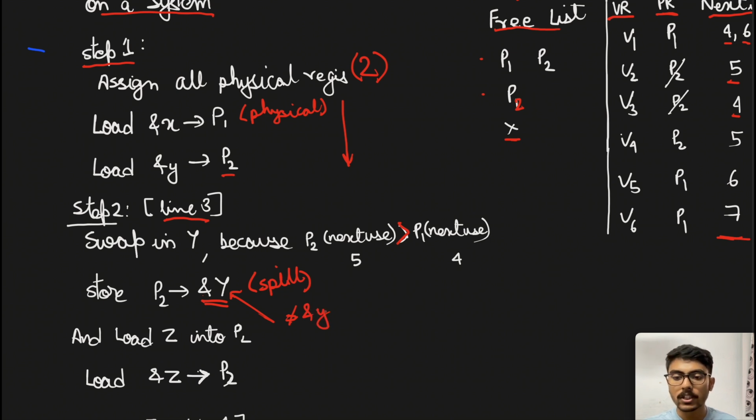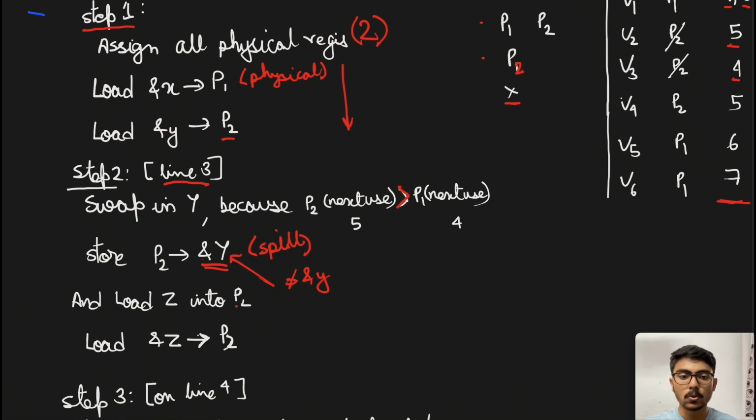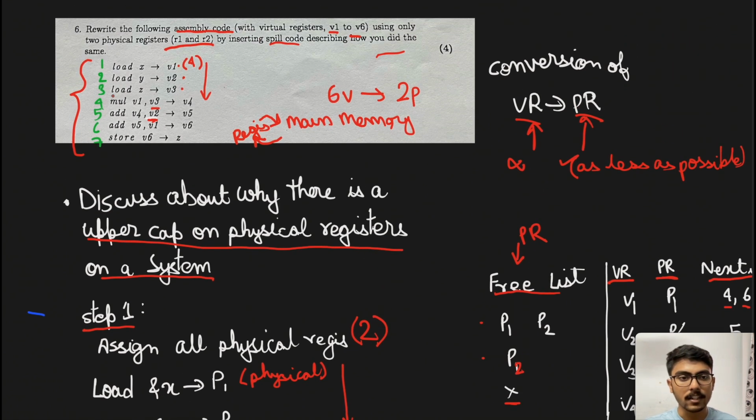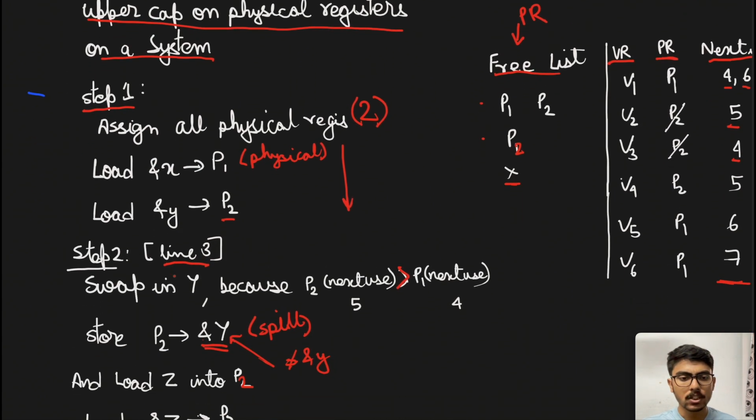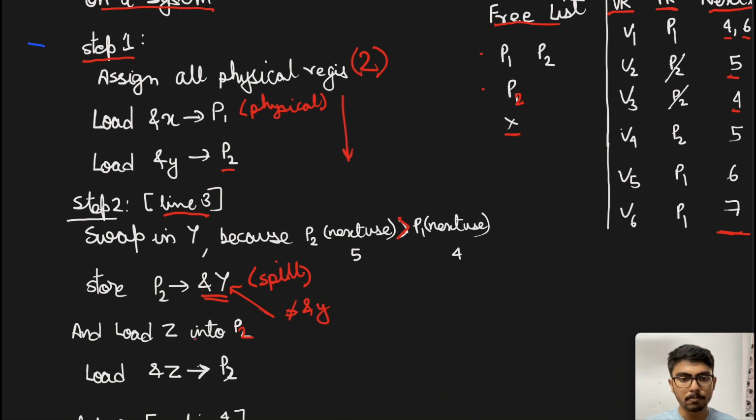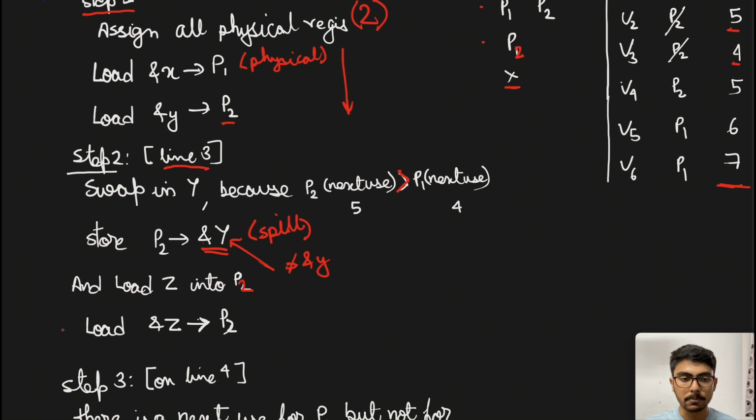This is a different memory location which our program will use in order to allocate a memory location and place the value of y there. Perfect. So now we see that P2 will store the value of y into a location named capital Y in the main memory, and then we will load z into P2. So once we do that, we are here in line number 3, and we have loaded z into P2 using this statement, load address of z into P2.